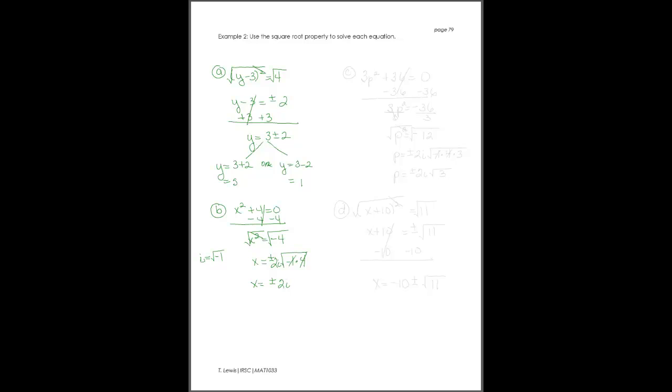Letter C. We have here 3p squared plus 36 is equal to 0. We're going to isolate the power of 2 by subtracting 36 to both sides. We have 3p squared is equal to negative 36. Then divide by 3.